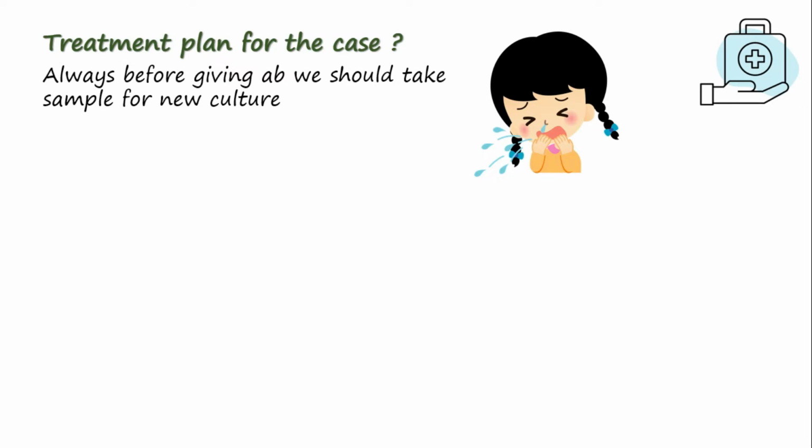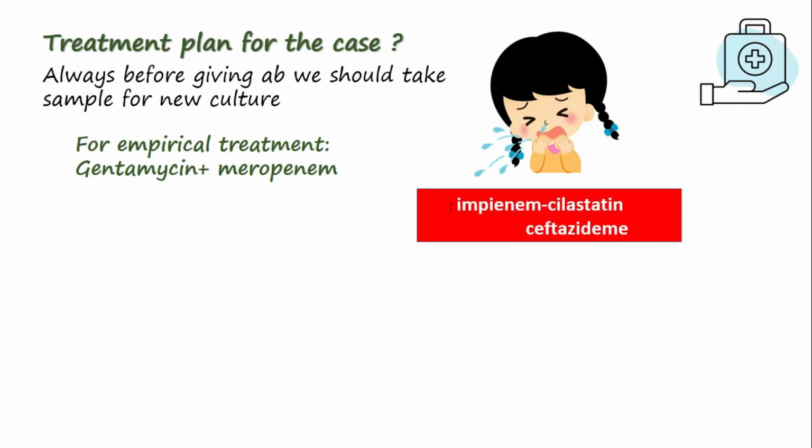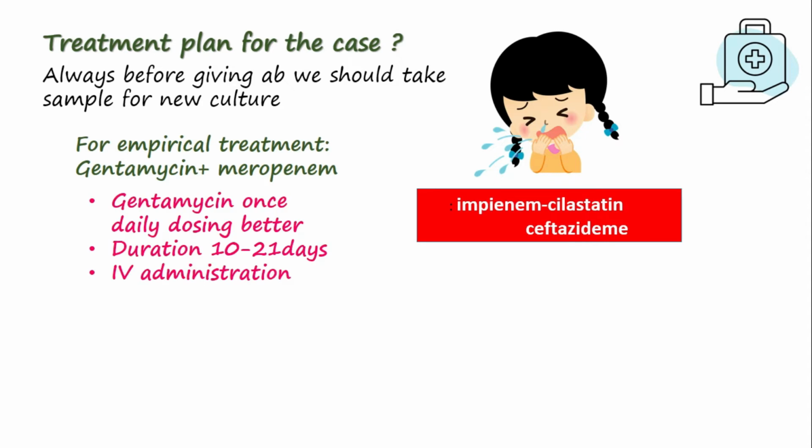So, you need 2 antibiotics with 2 different mechanisms of action. The patient here has an imipenem-cilastatin and ceftazidime allergy. So, in this case, you can choose a drug from the carbapenem class, such as meropenem. And the second drug may be from the aminoglycoside group, like gentamicin. So, for this patient, gentamicin and meropenem may be a useful combination. And the treatment duration will be from 10 to 21 days, depending on the patient's progress in the hospital.